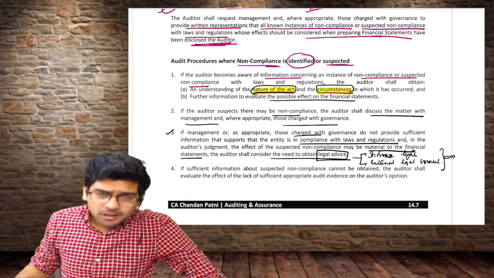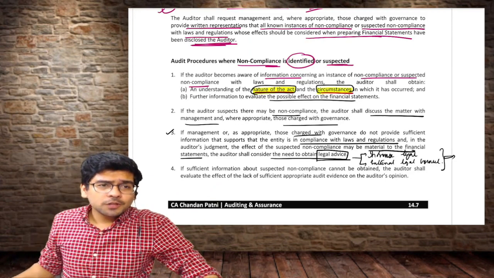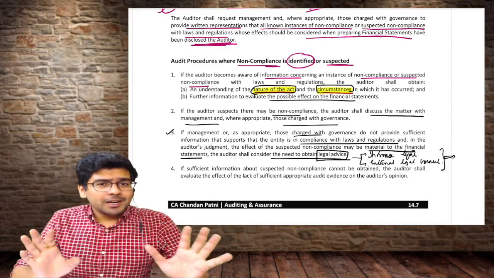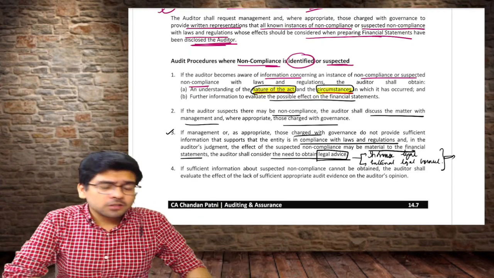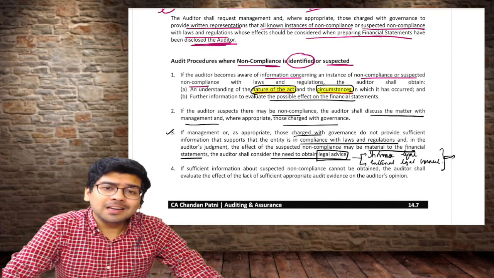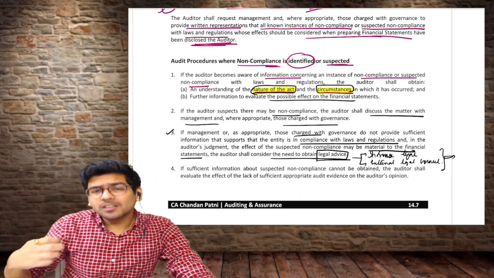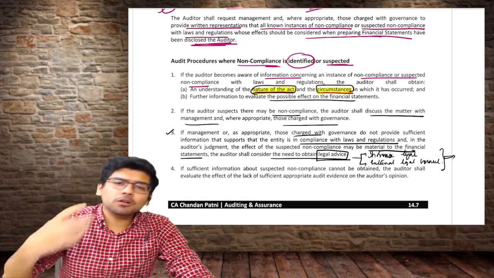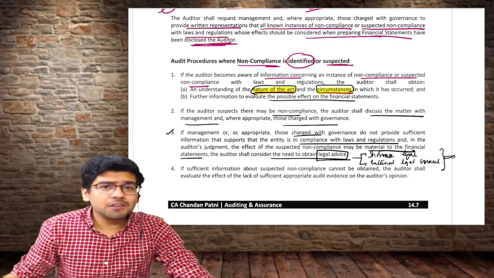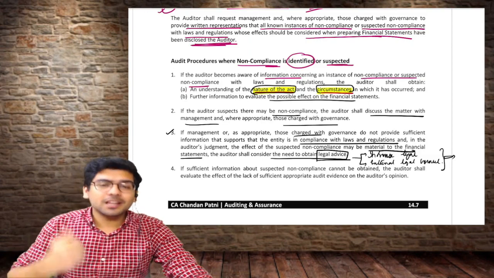Second, if there is non-compliance or you suspect it, maybe you should discuss with the management and TCWG. Obviously you expect them to reply and come up with adequate proof that they have complied with the laws and regulations. But if they don't do it, you need to obtain legal advice. Legal advice from whom? Maybe the internal legal counsel or the external legal counsel of the entity. If you fail to obtain the required information from them also, you might need to consult your own legal expert.